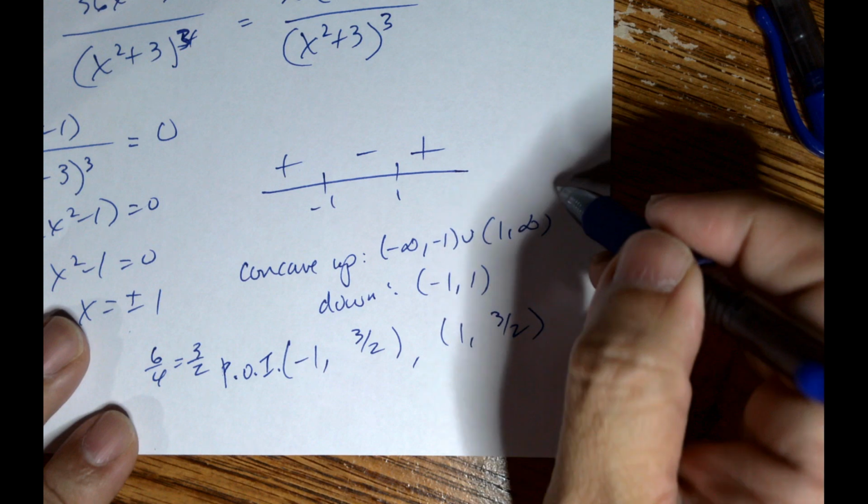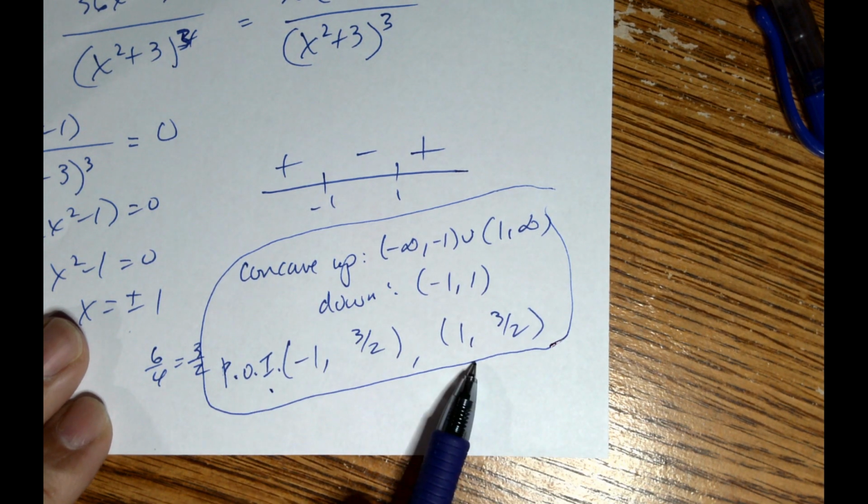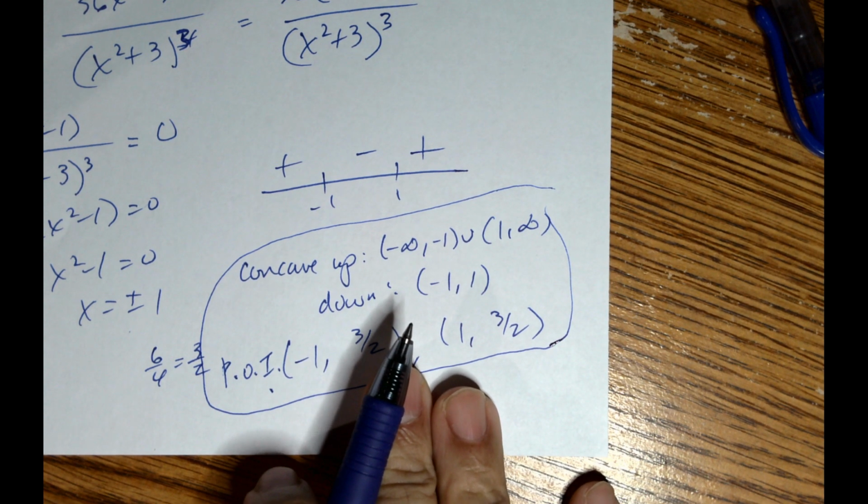So when we talk about a second derivative analysis, this is what we're looking for. What are the points of inflection? Where is it concave up? Where is it concave down? All right, I'm going on to number 2. It's on page 181, number 2.